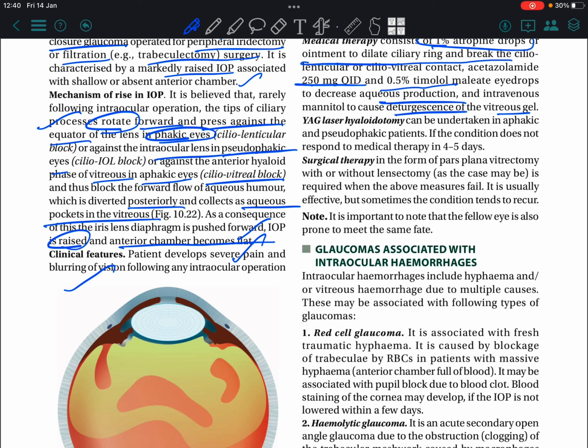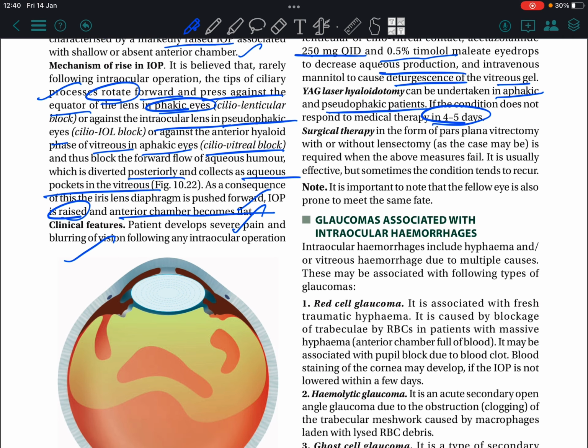YAG laser can be undertaken in aphakic and pseudophakic patients if the condition does not respond to medical therapy in 4 to 5 days. Surgical therapy is in the form of pars plana vitrectomy with or without lensectomy.